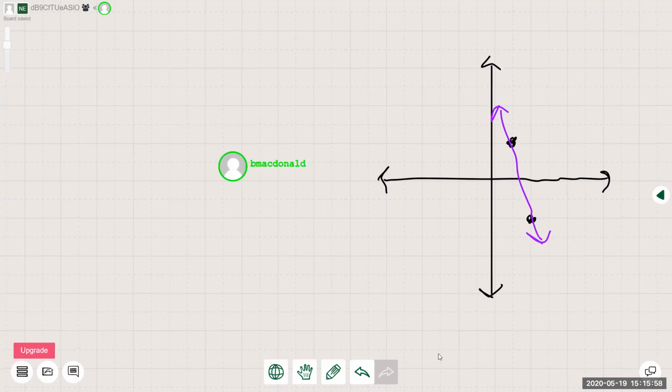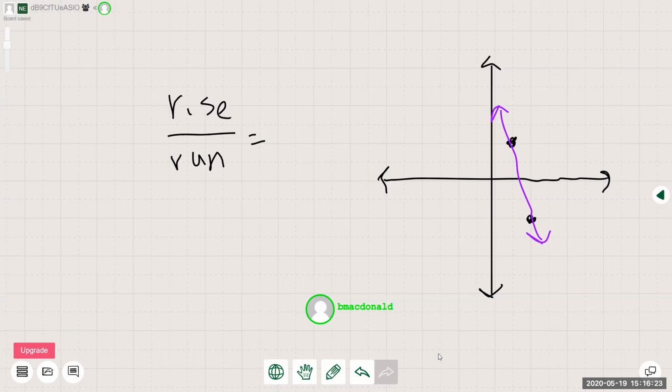So let's look at rise over run. We're going to go, because this is a downward slope from the first point to the second one, this is going to be, as you guessed, a negative slope. So let's take a look at that. We're going to go 1, 2, 3, 4 down. So that's a negative 4.